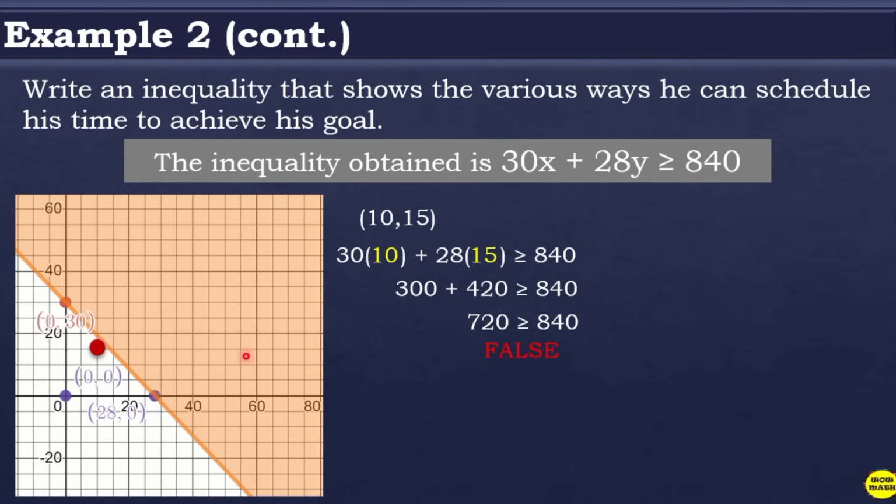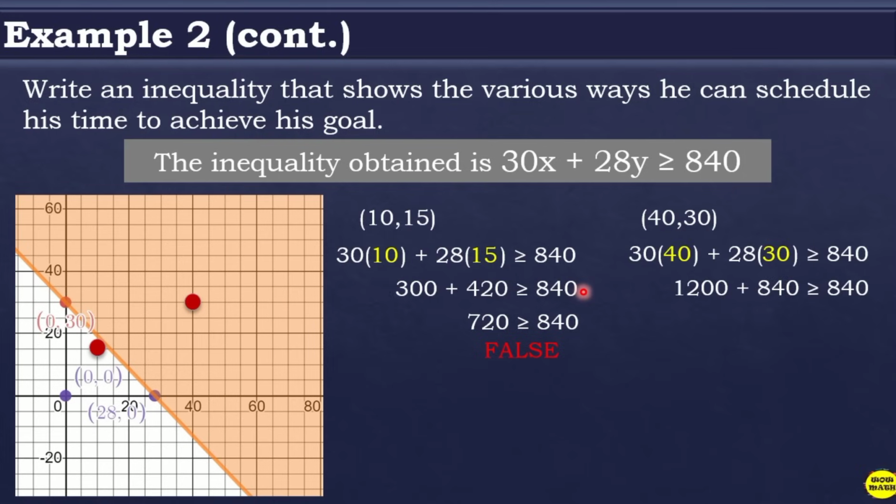Okay? Kuha naman tayo ng ibang point. So, ito ay 40 and then, so 5, 10, 15, 20, 25, 30. So, let's try 40, 30. Okay. So, substitute natin. So, you will have 1,200 and then 840. So, 1,200 plus 840, he will earn 2,040. Is it greater than or equal to 840? Yes. So, this is a true statement.